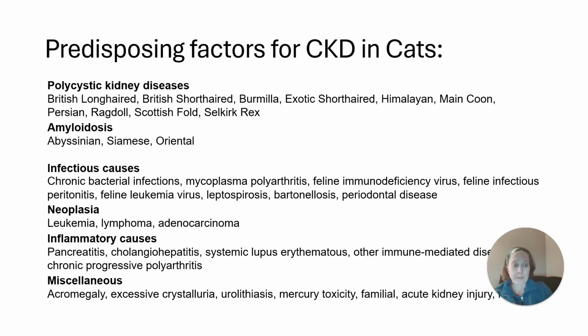All right, cats. So here's our kitty cats. Polycystic kidney disease, that is one of those genetic inherited diseases. Amyloidosis, as we mentioned in Shar-Peis, but Abyssinians are the big cat breed that gets this. Infectious causes, cancerous causes, inflammatory causes, and miscellaneous causes. But there's a lot of things that can lead to kidney disease.